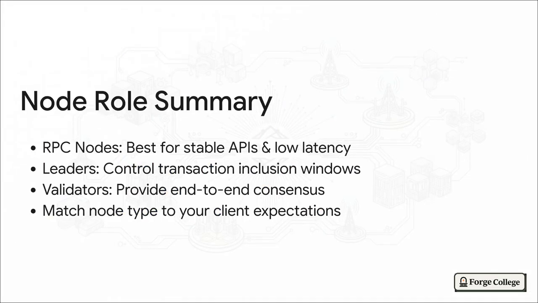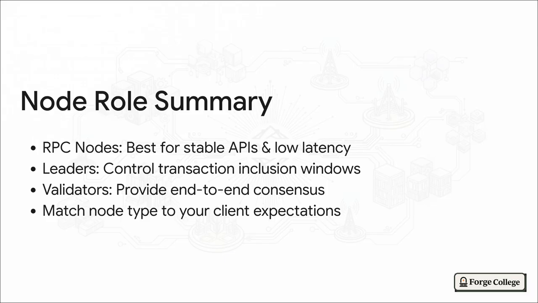To summarize all of this into a golden rule of thumb, especially if you're transitioning from the EVM world, match the node type to your client expectations. If you need stable APIs and low latency for your users, you query the RPC nodes. If you're trying to understand when exactly a transaction might be included, you need to look at the leaders. And if you need the absolute hard operational truth about end-to-end consensus and finality, you probe the validators. You wouldn't ask the receptionist to do an audit, and you wouldn't ask the auditor to greet your customers, right?